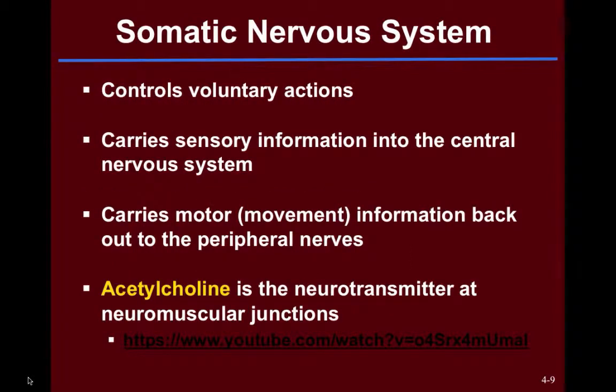So a little bit more about the somatic nervous system. The somatic nervous system is going to control those voluntary actions. If you're fidgeting in your seat while you're listening to the lecture, or maybe you're walking on your treadmill while you're listening to it, those are all voluntary actions controlled by the nervous system. It's going to be the part of the nervous system that carries sensory information, temperature, sight, smell, sound, into the central nervous system, and then also carries that movement information back out to the peripheral nerves.